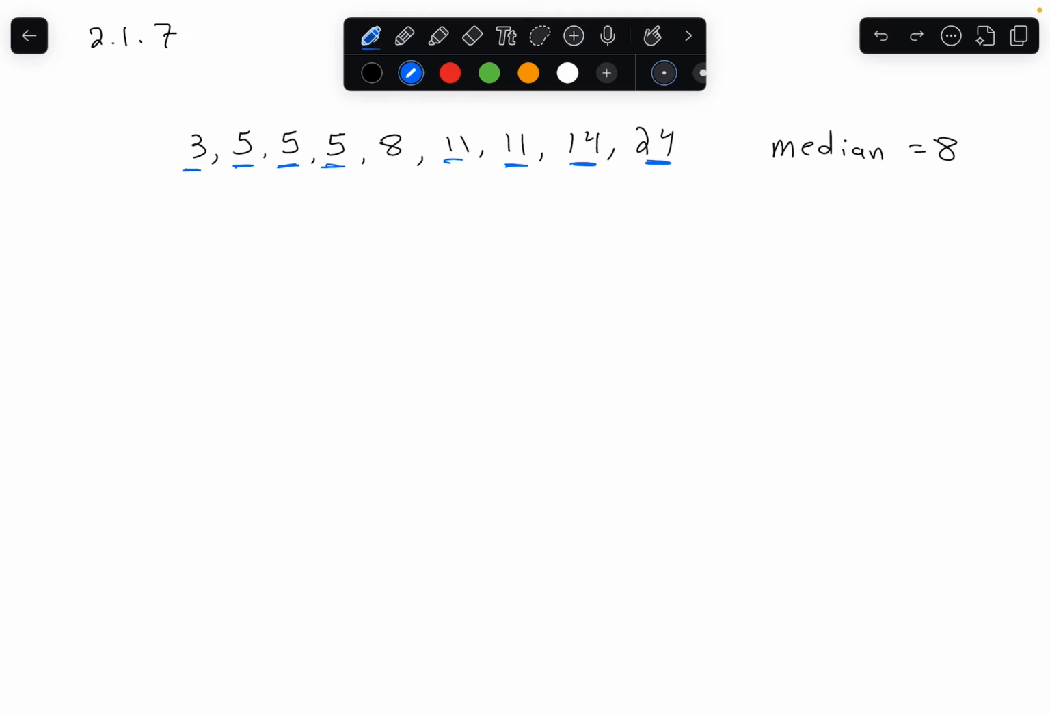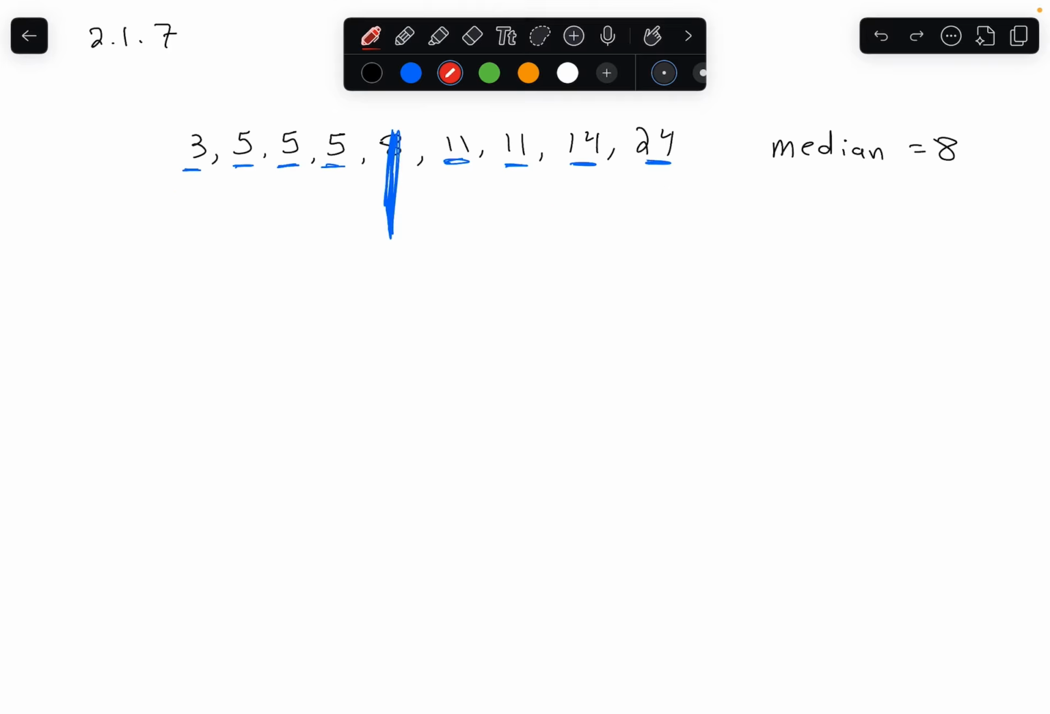So if you end up with a situation like this, which means we have an odd number of data values, I'm basically going to ignore 8 for the rest of my problem. I don't really care so much about it for the first quartile or the third quartile. I'm going to be looking at this group of numbers right here, and I'm going to be looking at this group of numbers right here.